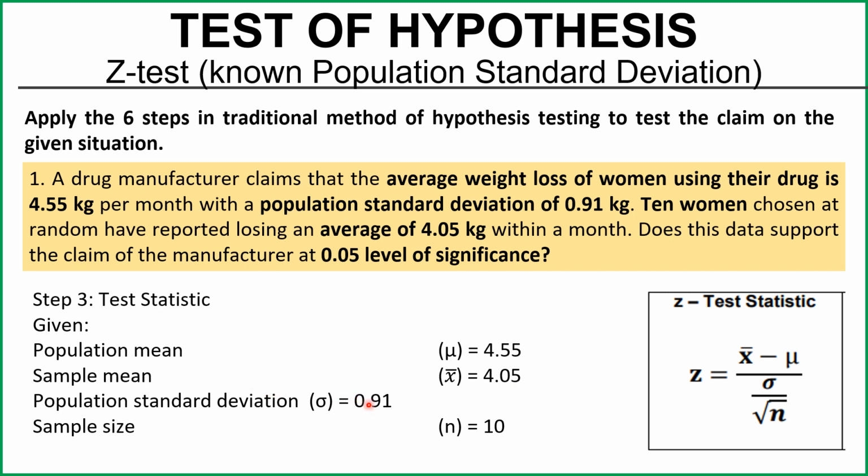Therefore, sigma is 0.91. For our sample size, ilan ba yung women na pinag-conductan ng study? We have 10 women. So, n is equal to 10. So, upon substitution, alam ko, ginawa nyo na to sa assignment nyo, your answer should be negative 1.74.